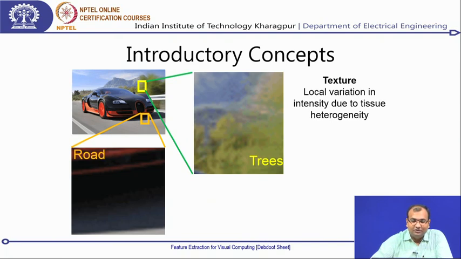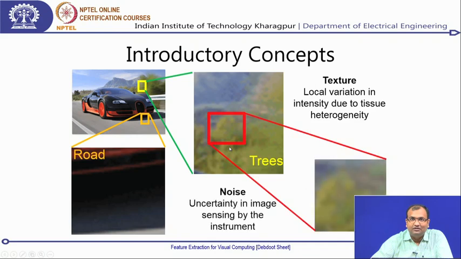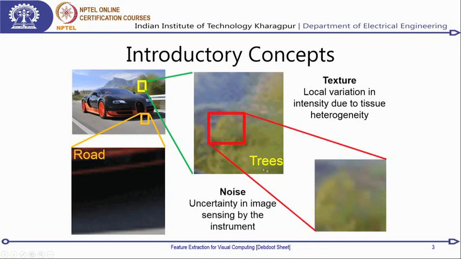As we go into it, you have two different aspects. One of them is called texture, which is a local variation in intensity due to some sort of heterogeneity. It is some sort of local heterogeneity which you see there. On the other side, you have noise, which is due to the uncertainty of the sensing instrument itself. Here we know that there are just trees and leaves, but you would see certain points which are darker than others, and certain points which are brighter than others, and this is a disruption caused by the image sensor itself.